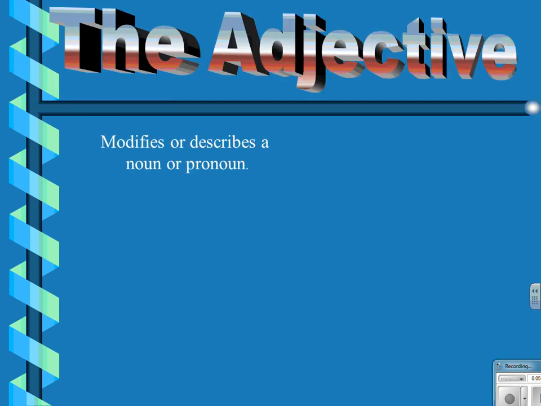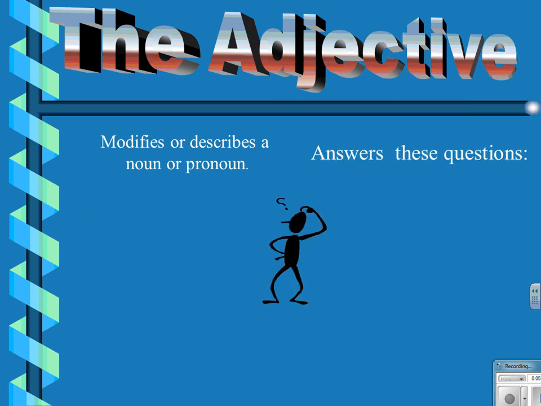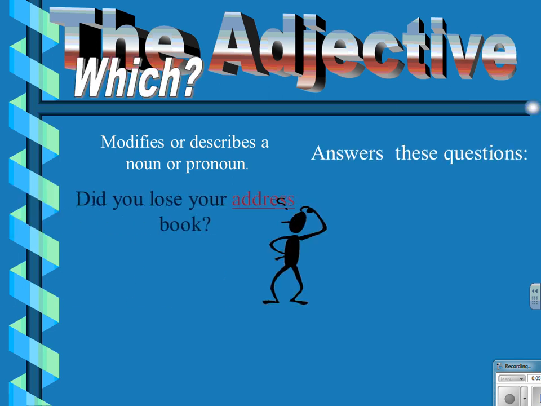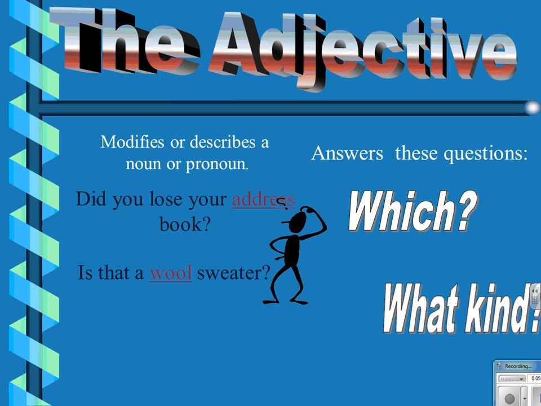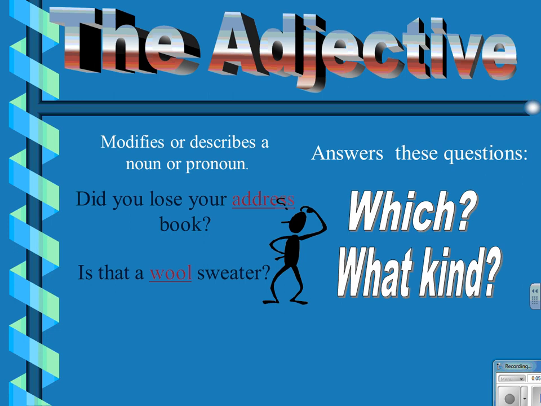The adjective modifies or describes a noun or a pronoun. They answer several questions. One question that an adjective will answer is which. Did you lose your address book? In this sentence, which book did you lose? Address. So address is describing which book. What kind? Is that a wool sweater? Wool describes what kind of sweater.